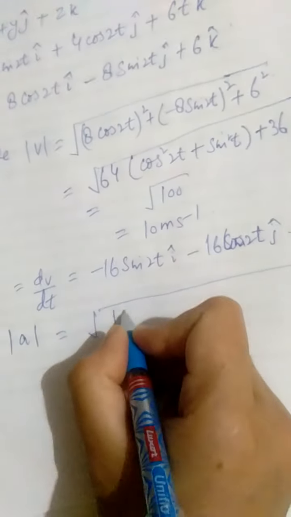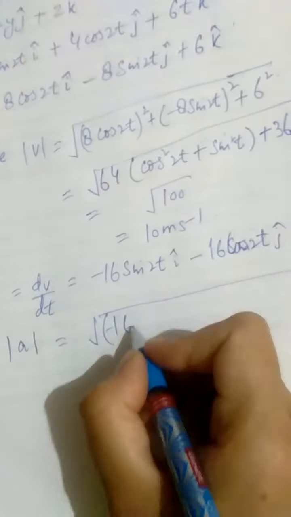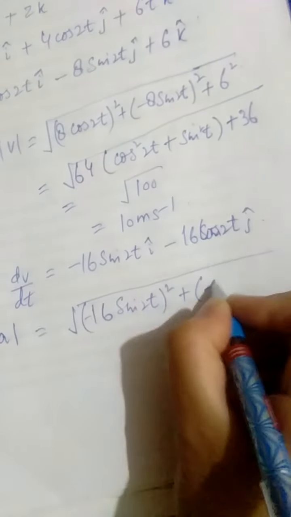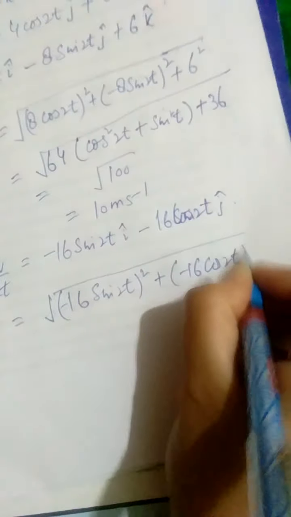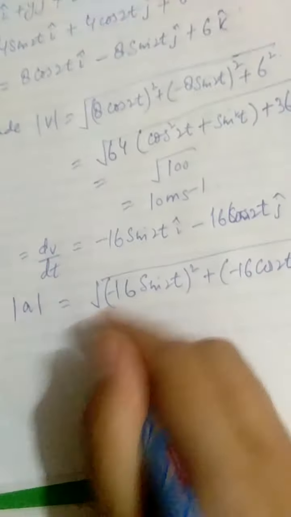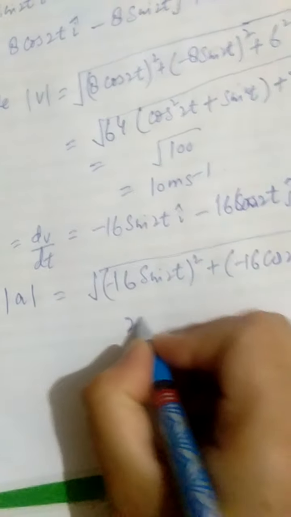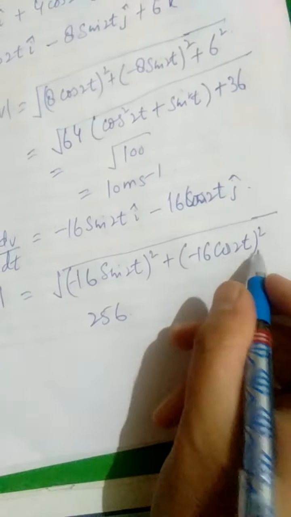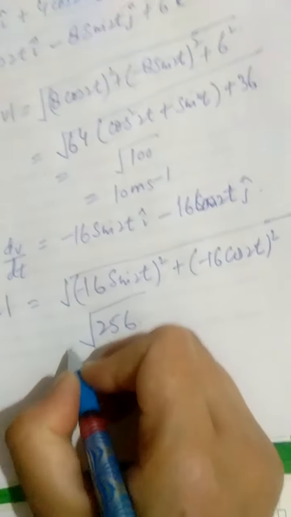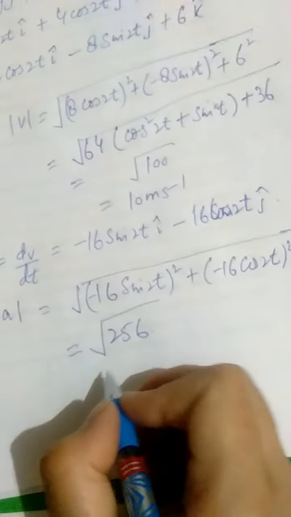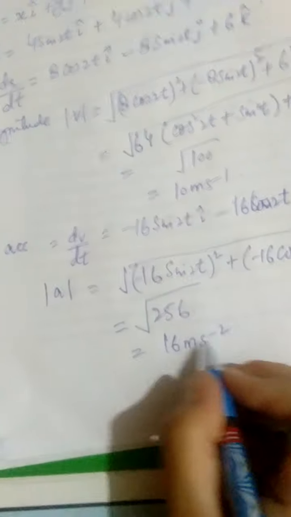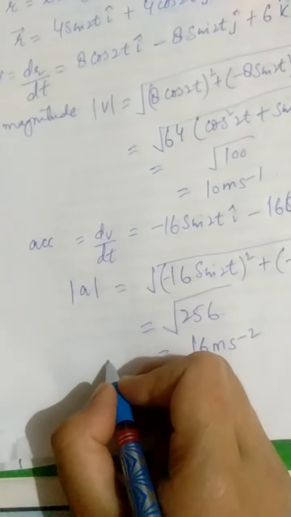So it is 16 times sine of 2t square plus 16 times cos of 2t square. That's it. So 16 into 16, that is 256. Inside it will be sine square plus cos square, that is 1. So you are left with this much only, and we know that 256 is the square of 16. So acceleration will be 16 meter per second square, right?